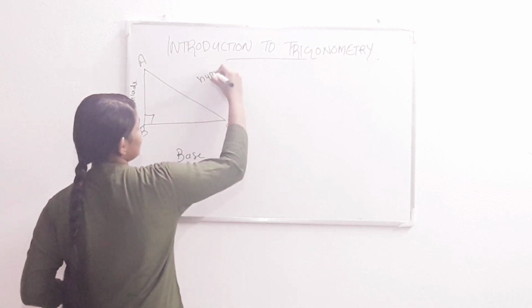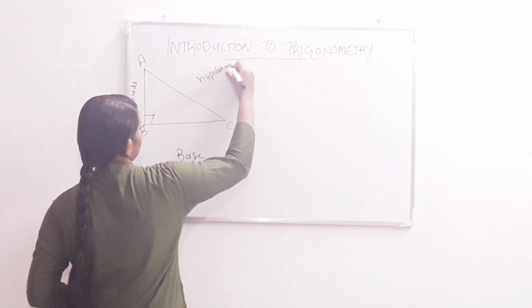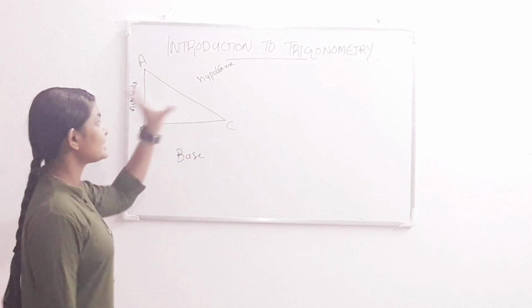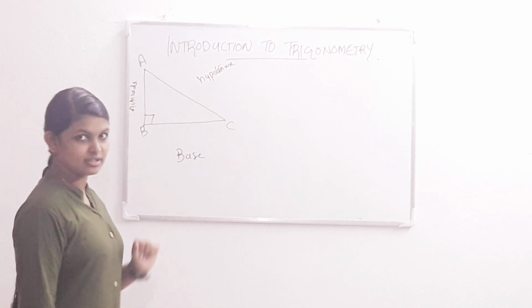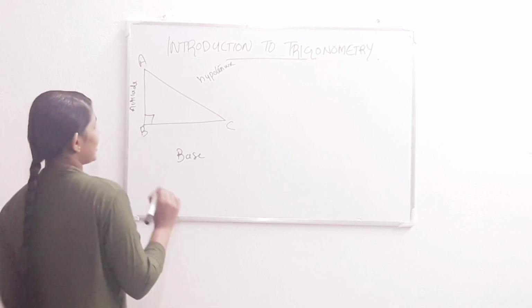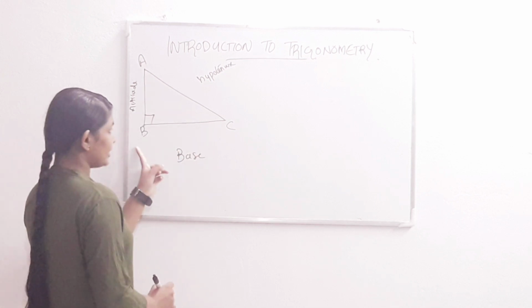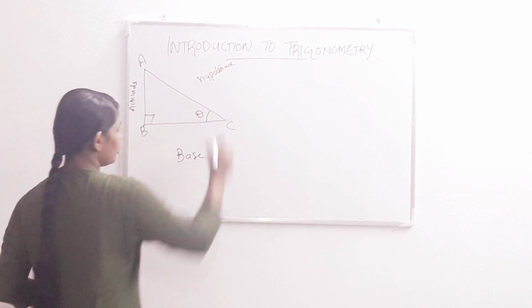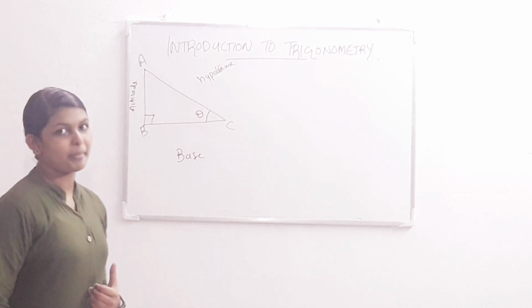And how can we understand it? Hypotenuse is the side which lies opposite to the 90 degree angle and it is the largest side in a right triangle. Now, we consider any of the angles other than the 90 degree as theta. So, let us assume that here C is theta. Now, we can define the trigonometric ratios.